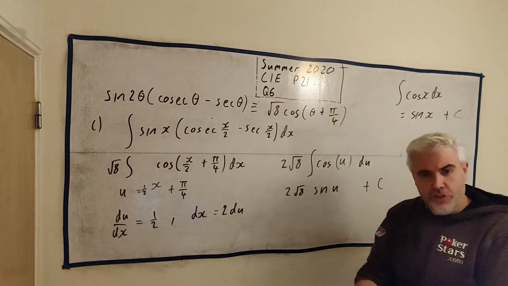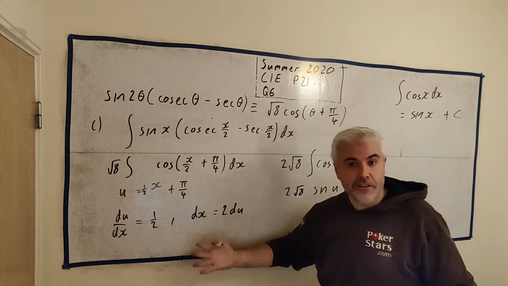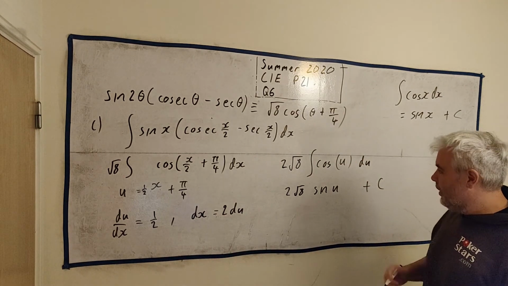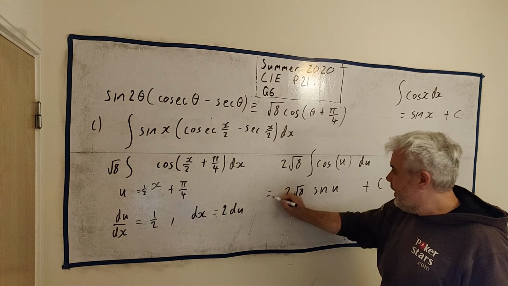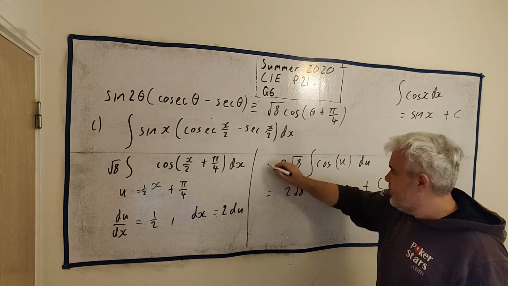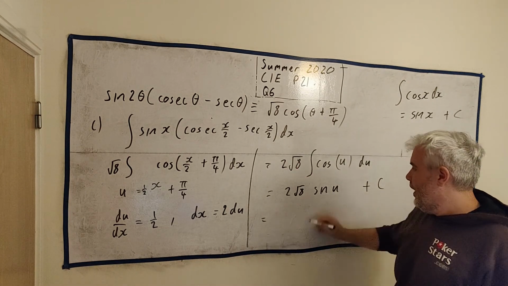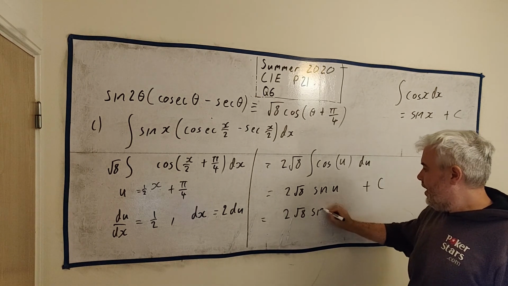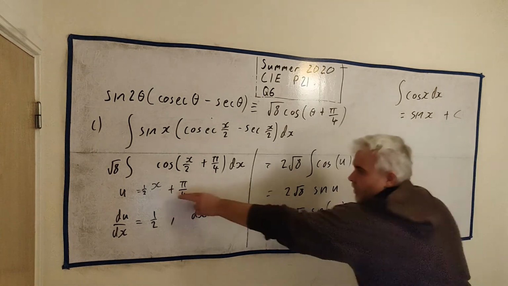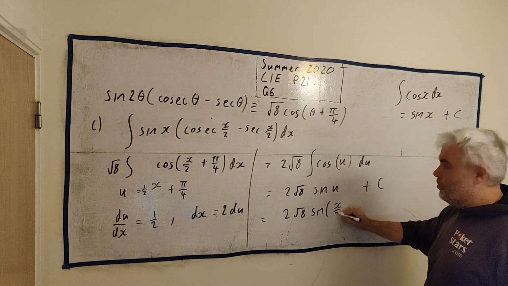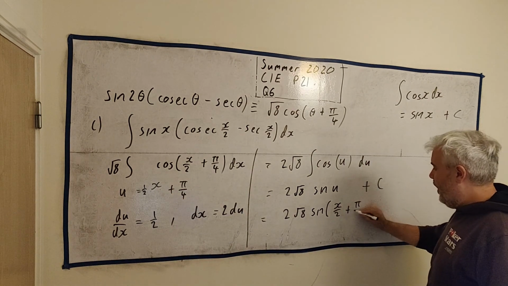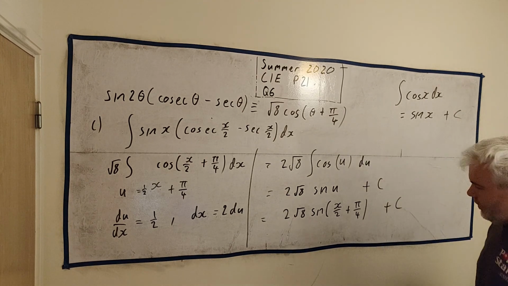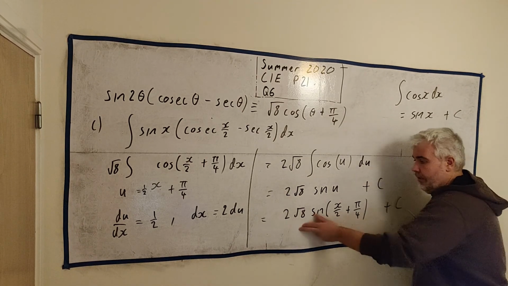Because that's all we did. We substituted while we made the work easier. Once we put it back at the end, nobody's any the wiser and nobody will care. So this is equal to 2 square root of 8 sine, what was our replacement? It was x over 2 plus pi over 4. And again, we have some sort of constant here at the end. That's our answer.